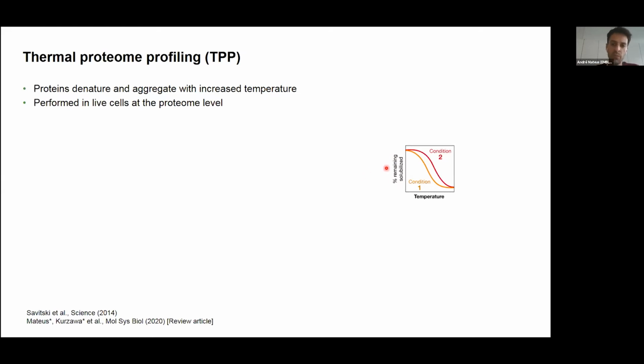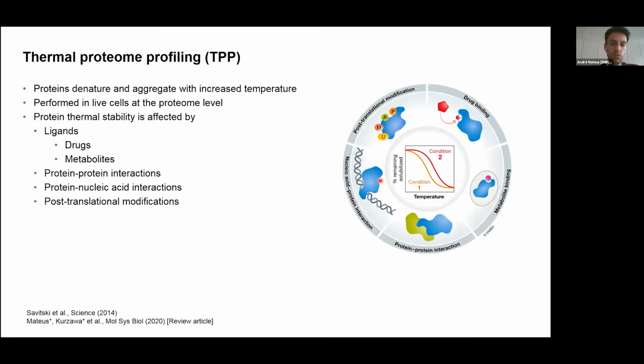And the reason why we care about these melting curves is that protein thermal stability is affected by protein interactions. For example, if a protein interacts with a drug, it tends to change its thermal stability. And this was actually the initial purpose of developing TPP, to find drug targets. But by now we know that it's not only drugs that lead to changes in protein thermal stability, but also metabolite interactions with other proteins or with nucleic acids, or post-translational modifications.